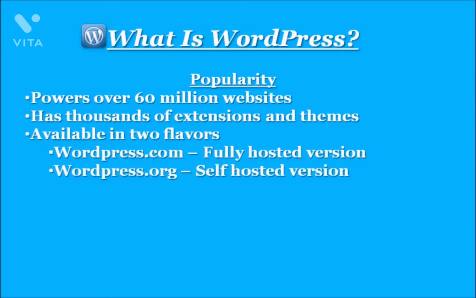It is available in two flavors at wordpress.com, which is a fully hosted version, but there are some limitations as to what you can use these sites for, and a lot of the features are premium features you would have to pay for. And additionally, there's the version available at wordpress.org, which is self-hosted, which you install on your hosting account or domain. And this is the version that we're going to focus on throughout this video course.